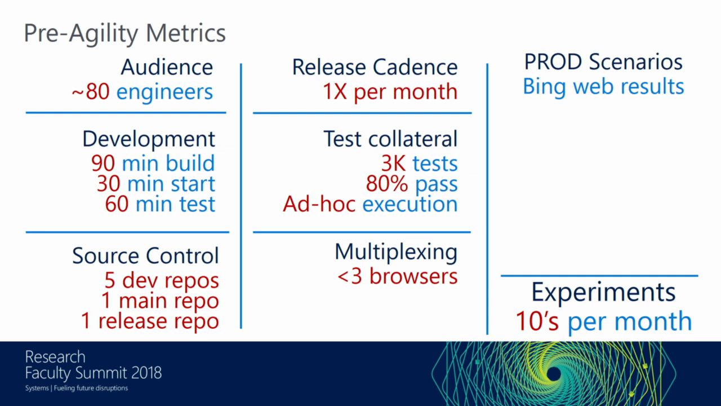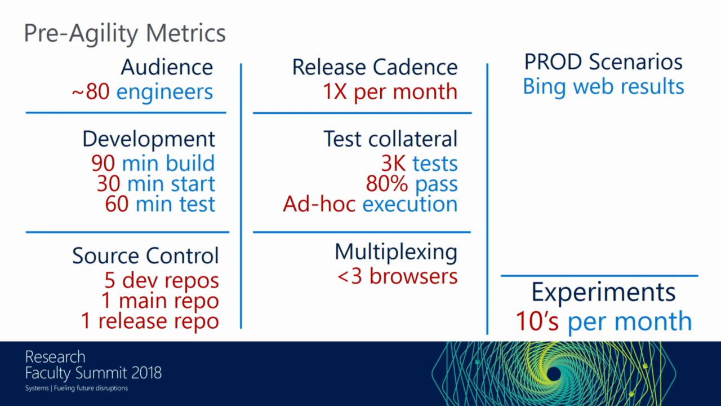We handled the Bing web results, and we would see roughly 10 experiments per month. Now think about it, it was like a choose-your-own adventure. If you wanted to do effective experimentation at Bing at that time, you'd have to say, okay, I'm going to try this experiment where I change the link color to purple. And if that one works, I think I'm going to try to underline it.